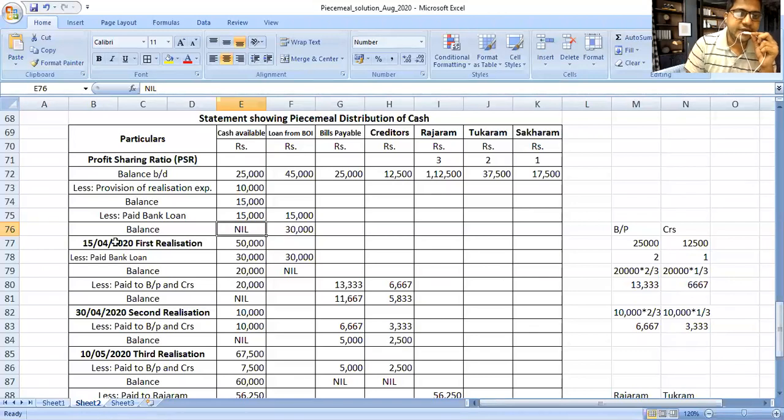Then what happened? They decided to realize the assets. On 15th April, assets were realized and they received 50,000 rupees. After receiving the 50,000 rupees, whatever amount is received is paid first to the bank as a loan. The rest of the loan was 30,000. They paid the loan from this 50,000. The rest of the balance is 20,000. Now there is no loan value.